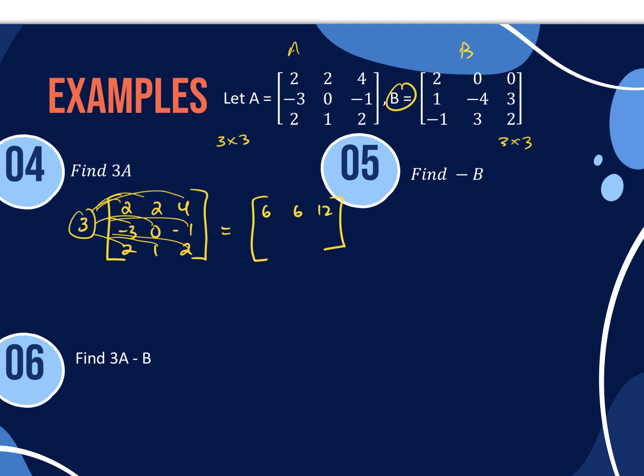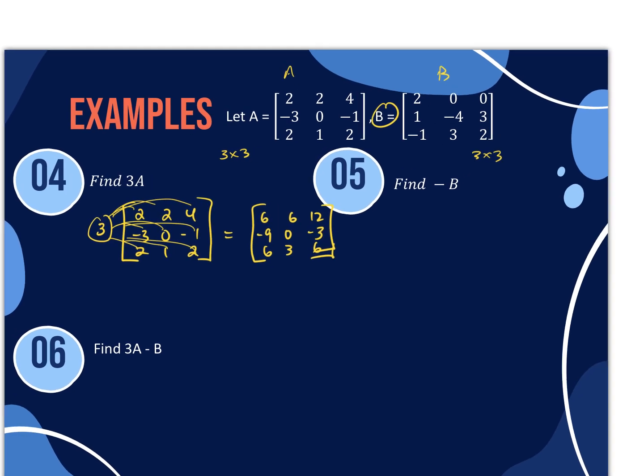Then I do the middle row. 3 times negative 3 is negative 9, 3 times 0 is 0, and 3 times negative 1 is negative 3. And the last one, 3 times 2 is 6, 3 times 1 is 3, and 3 times 2 is 6. And there's my solution for 3A.